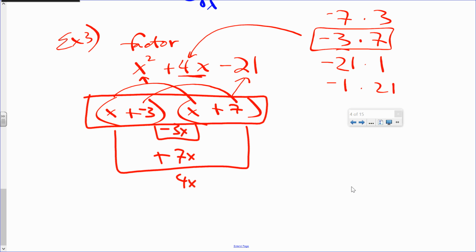Okay, so after the break, we'll get into examples when we'll have an a value, like let's say 5x squared. That's going to complicate things. But for now, we're done.